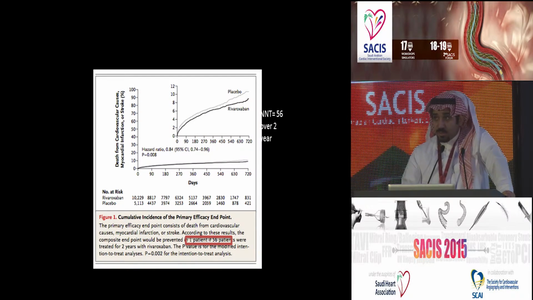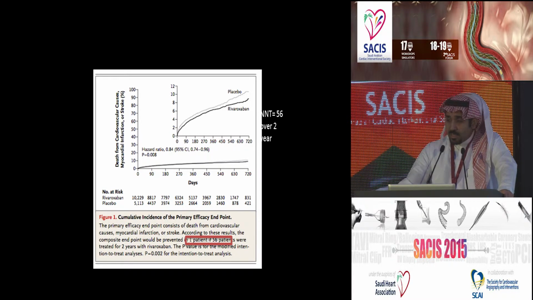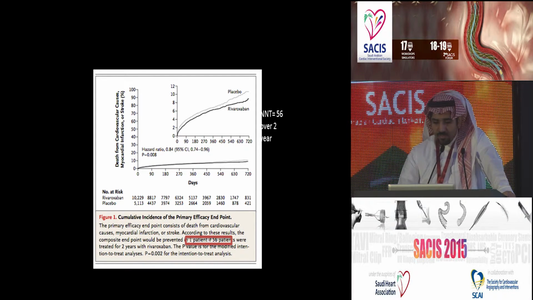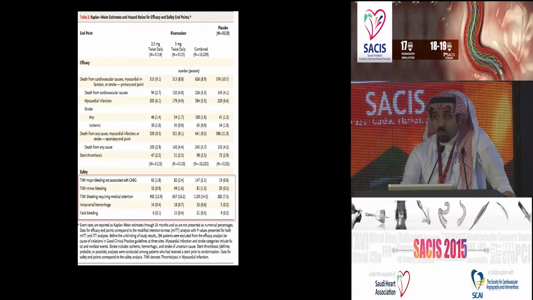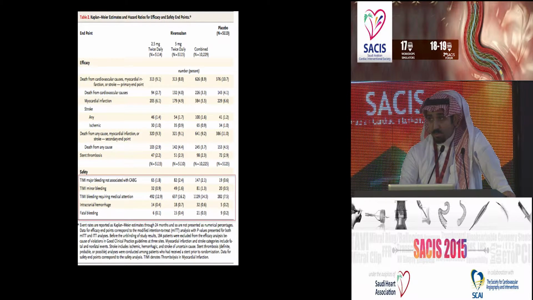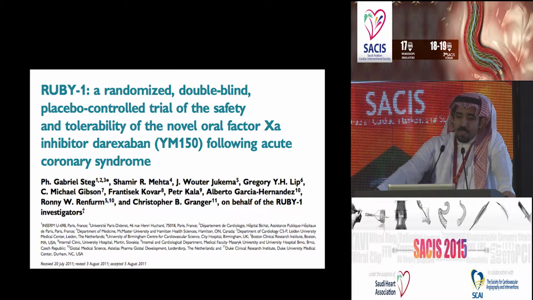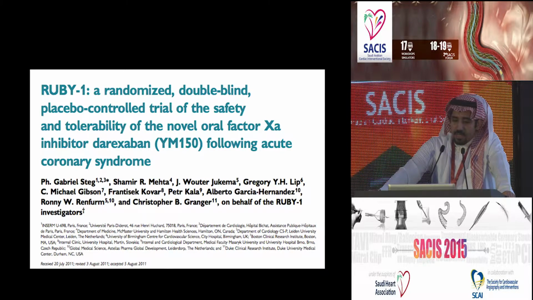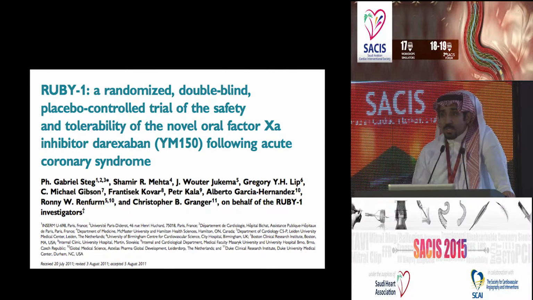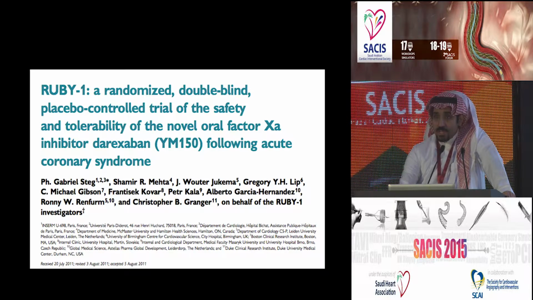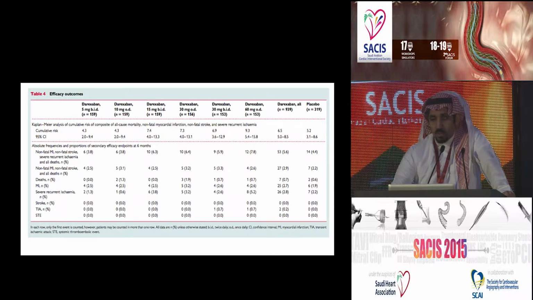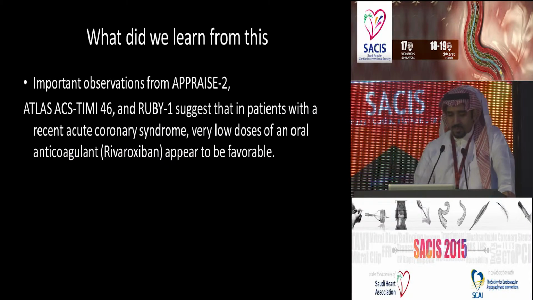And this particular trial showed statistically significant improvement in major adverse cardiac events compared to placebo, with lower risk of bleeding when you use the 2.5 dose. So remember, the ATLAS trial was positive, the APPRAISE was negative. There was also the RUBY-1 trial, which was on darexaban. Unfortunately, this was underpowered, so it didn't reach statistical significance in terms of MACE, but there was definitely an increased risk of bleeding. So what did we learn from these 3 trials?